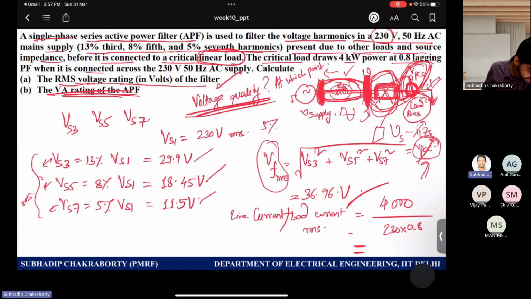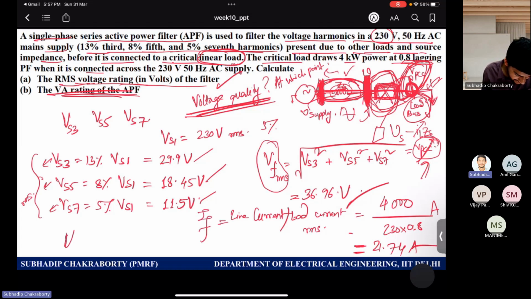Yes, 21.7 amps. Okay, 21.74 amps, it's coming in amps, okay? Because it is 0.8 power factor lagging, it is given already. So now can you tell me what is the current handled by the filter, the series filter? Because all are connected in series, the load current, line current, and current flowing through the series filter are all the same, right? So this is the same as IF.